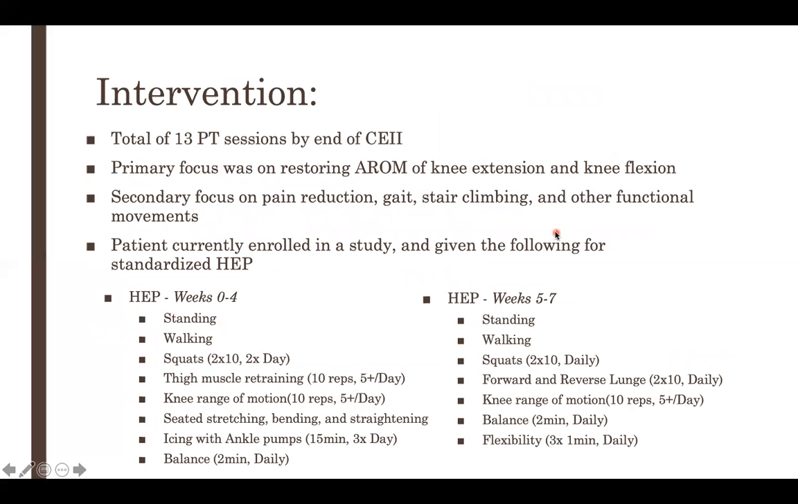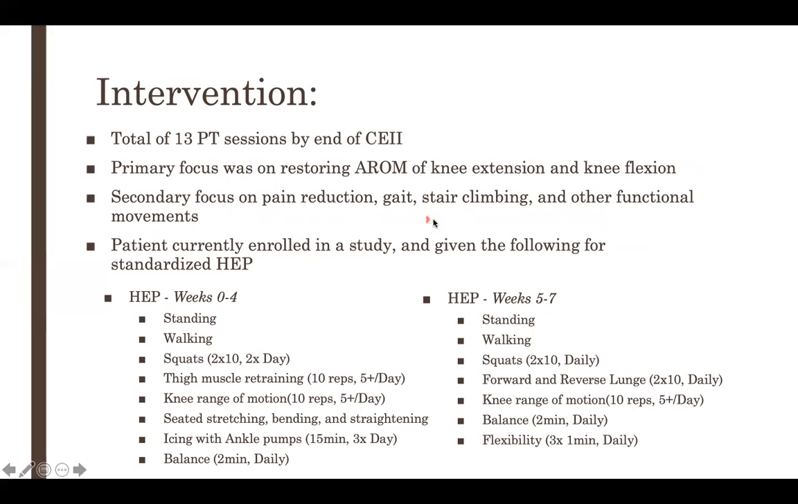So using all that evidence and combining that with the presentation of Lois, we developed an intervention. Our intervention consisted of 13 PT sessions by the end of my second clinical rotation. Our primary focus was restoring active range of motion of knee extension and knee flexion, because that will give her the ability to meet our goals of demonstrating reciprocal gait while walking for 100 feet without pain and going up and down stairs without pain.